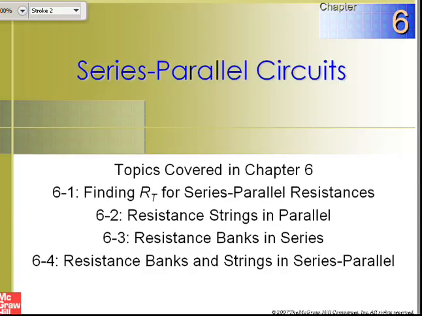Okay, series parallel circuits. Now, this is also known as a hybrid circuit or a combination circuit, because you've got components in parallel, components in series, and whether the overall circuit turns out to be a series circuit or a parallel circuit, well, that's something you got to analyze for.